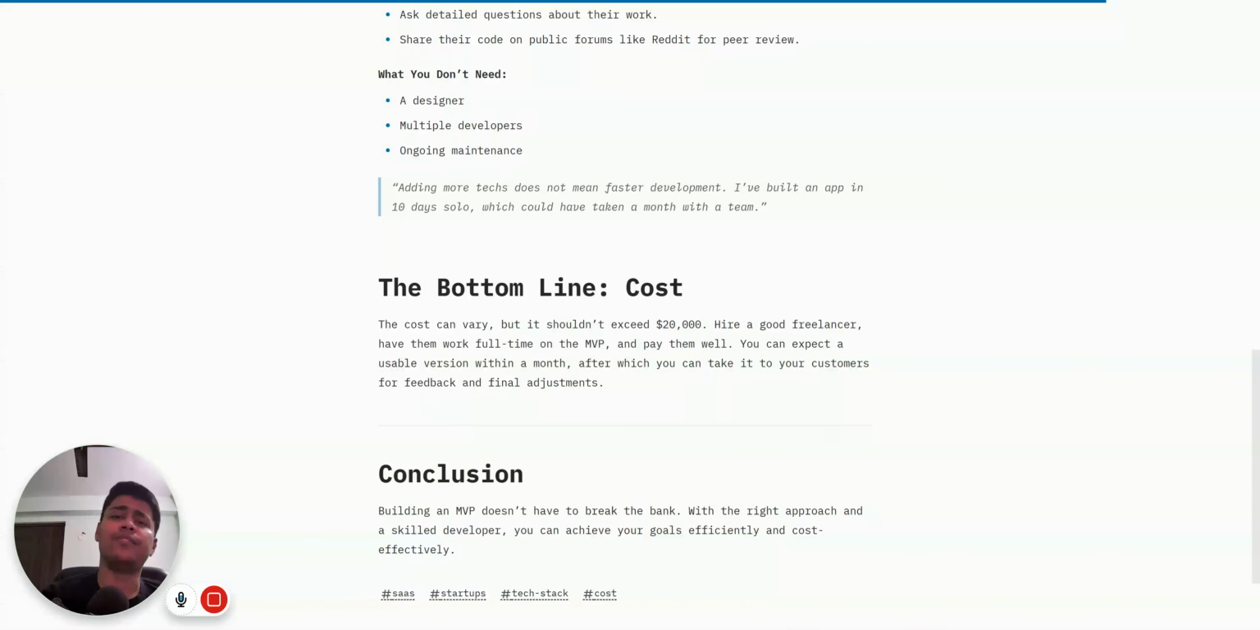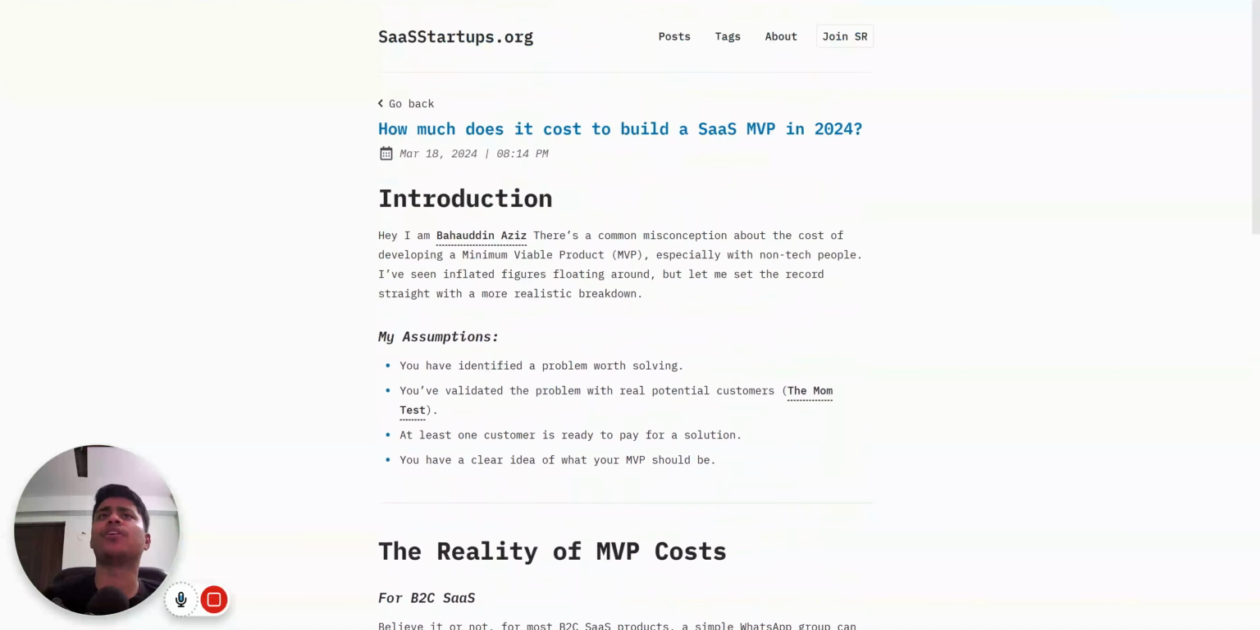So you shouldn't have to invest a lot of money, and this is how much it costs. I've given you a number, and I've given you the details, the nitty-gritties of it, and that's how much it costs to build a SaaS in 2024.